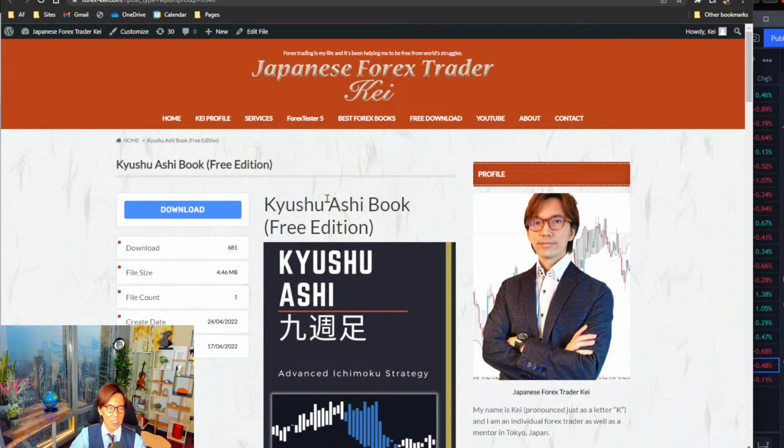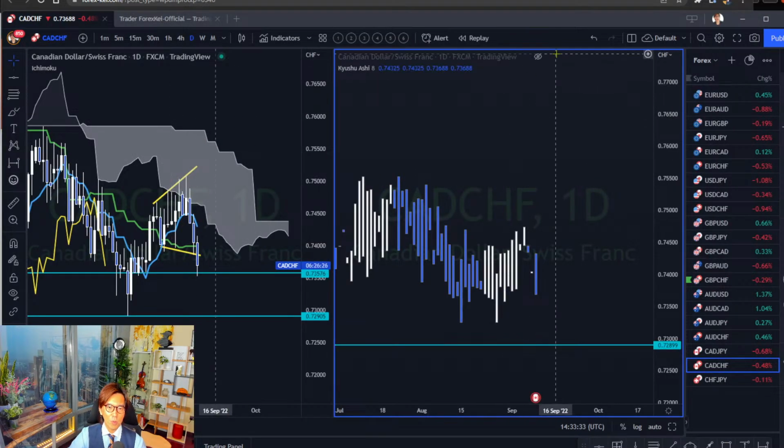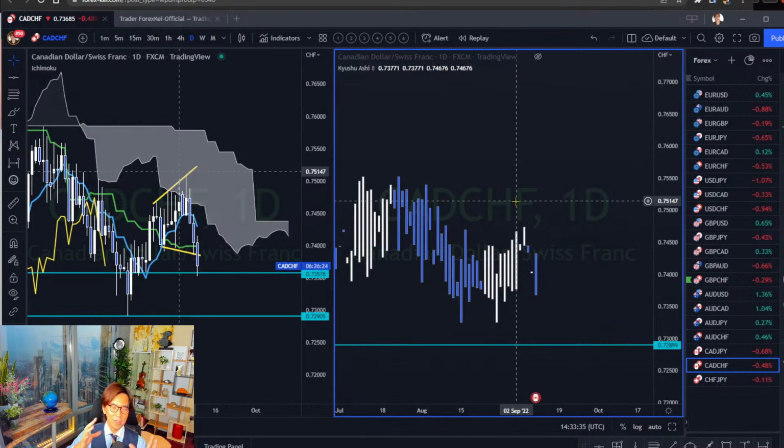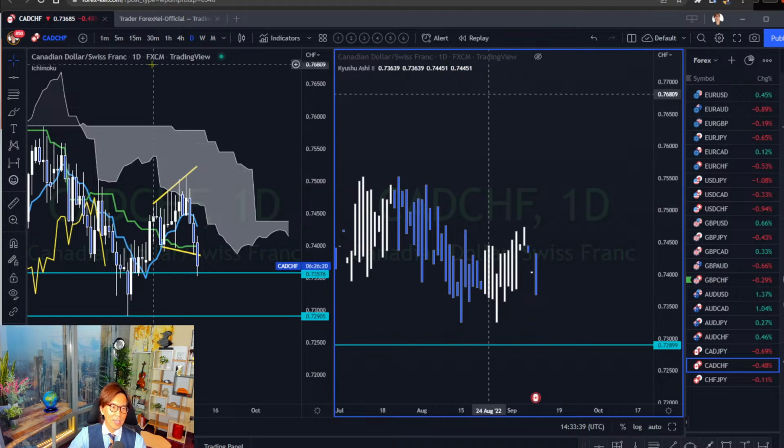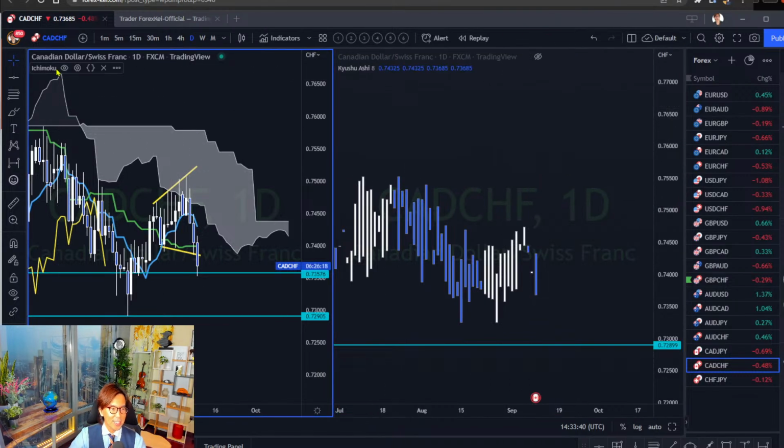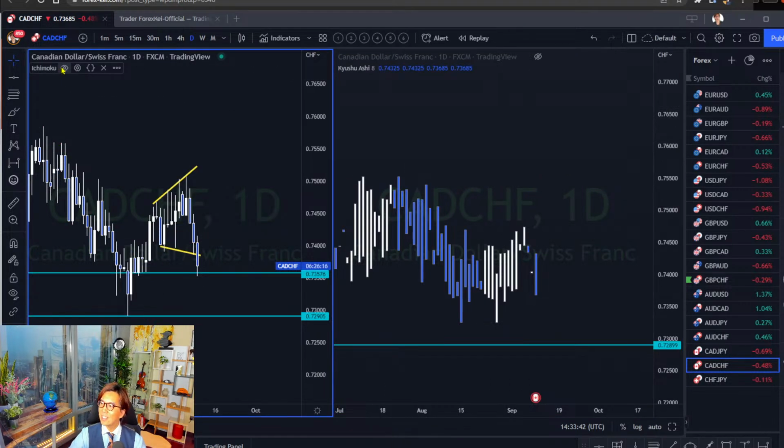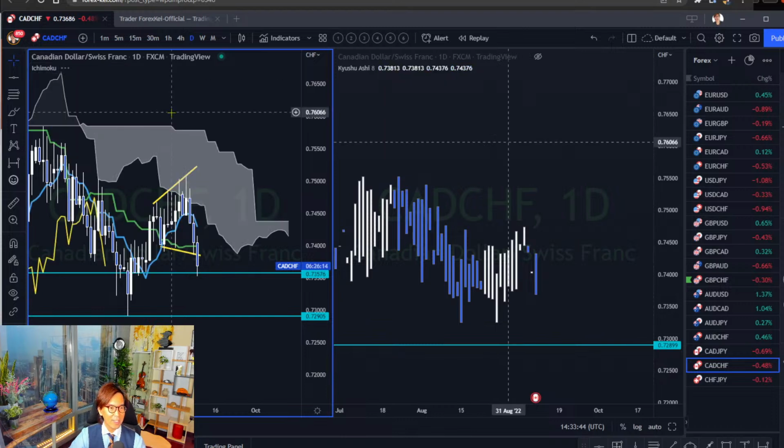So originally it was invented to capture 9-week time frame trends back in those days. But now we have a PC, and with simply one click you can convert from candlestick to Kyushu Ashi, and we can show and hide Ichimoku in just one click. So it's really simple and easy right now.